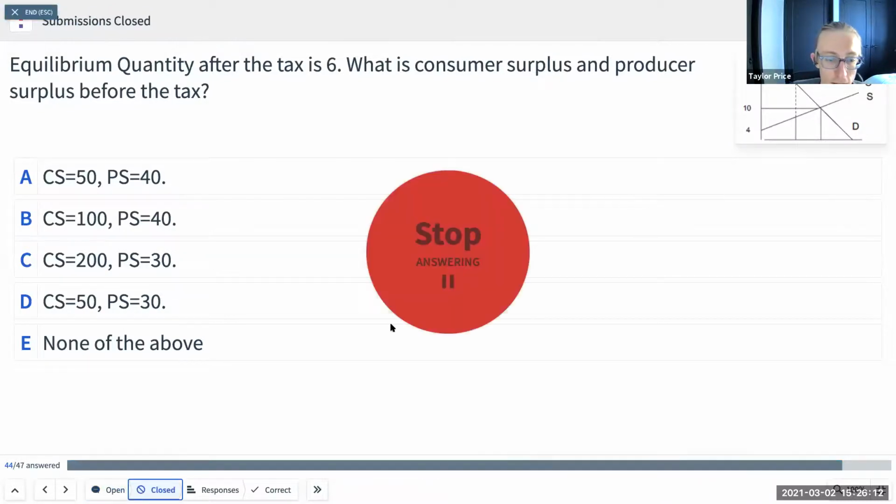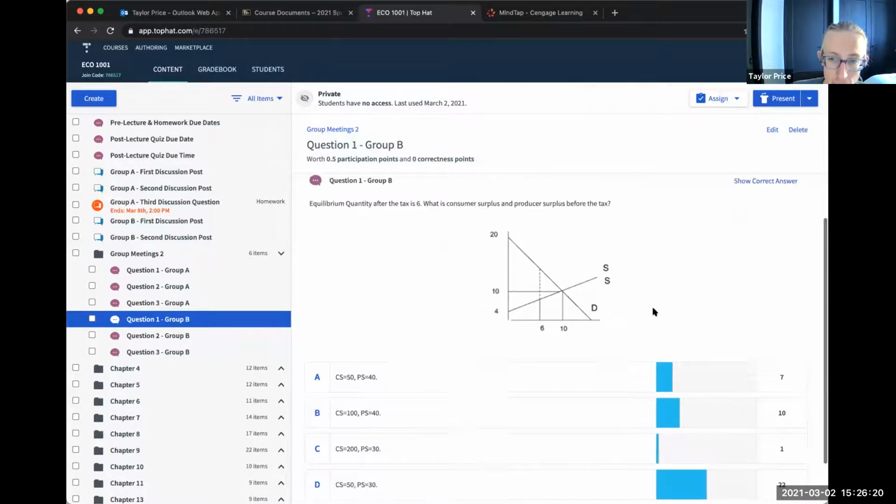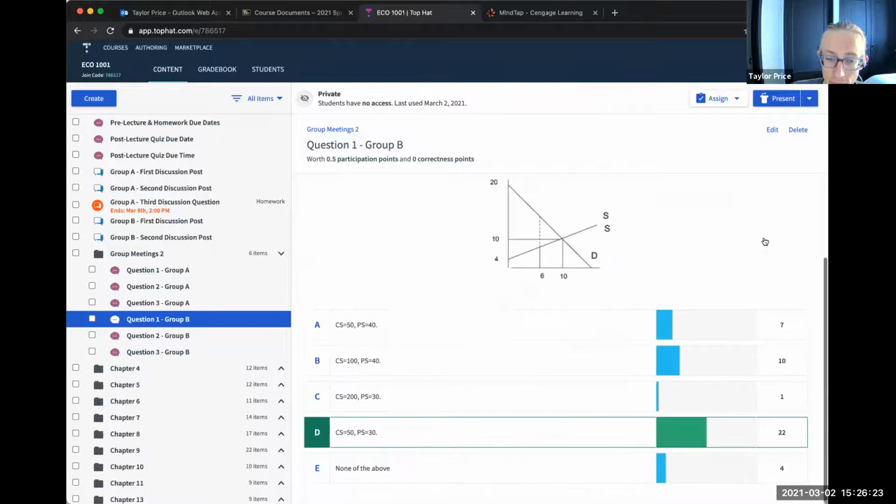Okay, so let's see. Okay, excellent. So about half got it right. Okay, so let's take a look then at what the solution is. So remember for the formula, we always need to do the 1/2 base times height. So that's always going to be our base.